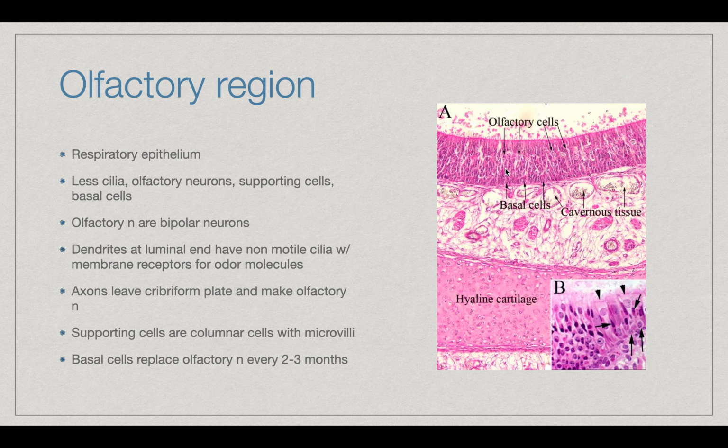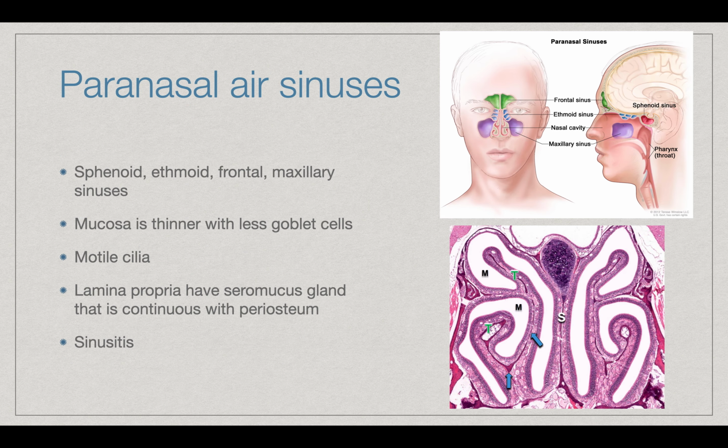And then the axons will pierce the cribriform plate and eventually merge in order to make cranial nerve number 1. And the supporting cells are going to be the columnar cells, and those have microvilli, and they're replaced. The cells of the olfactory nerves are replaced every 2 to 3 months, so a decently long time to live.